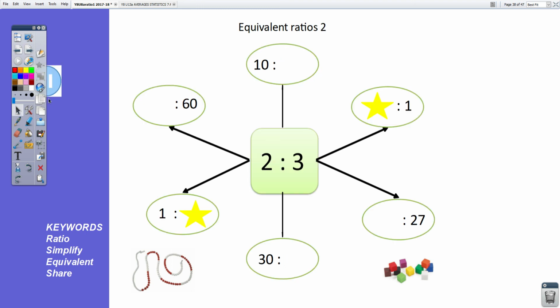Second lot of these, again equivalent ratios. All of these have got to be the equivalent of 2 to 3. Pause the video please and press play when you're ready to mark these. Okay, let's see how you've done.